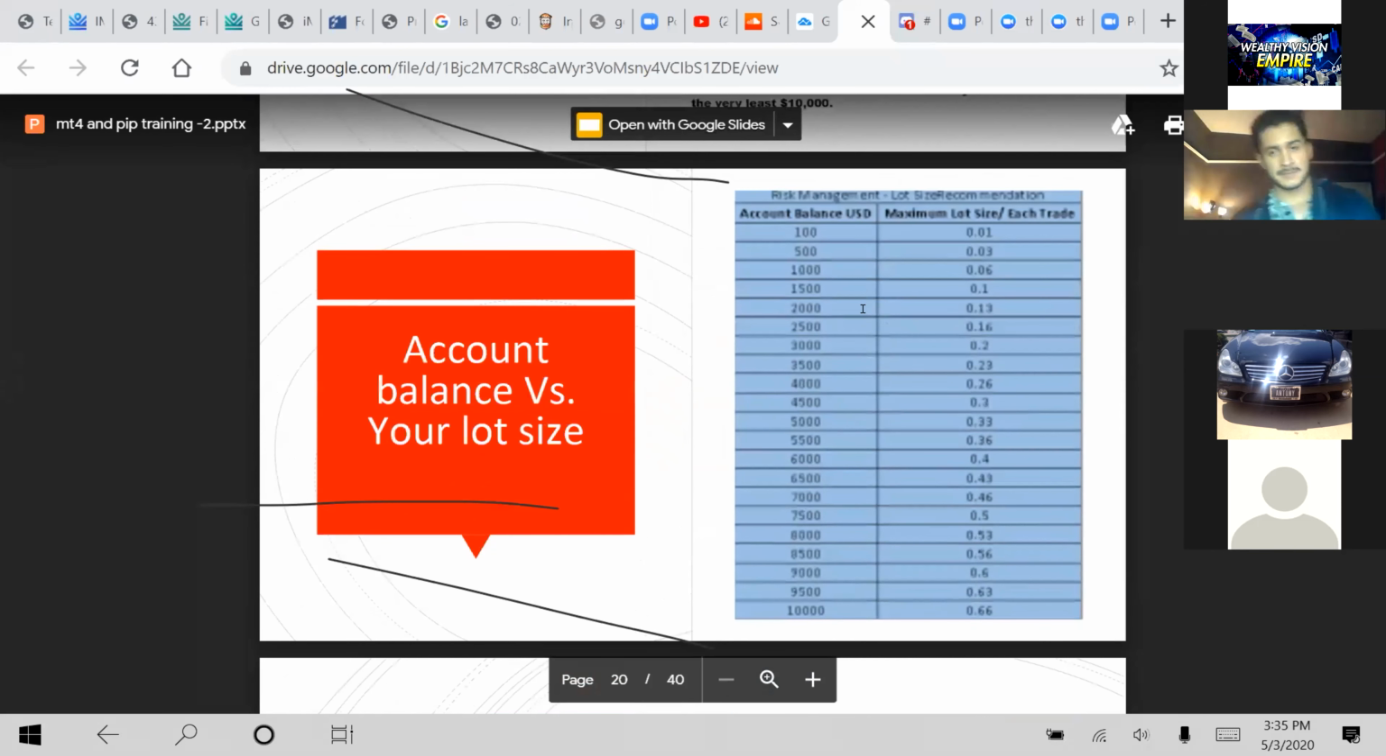All right. Love it. Alrighty, guys, so your account size versus your lot size is basically the same thing, just showing you what your account balance is, depending on what you have, and the maximum lot you should put per trade, right?